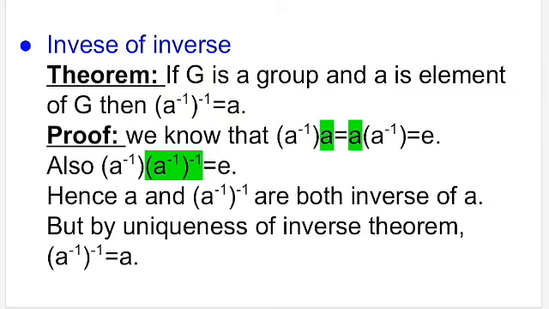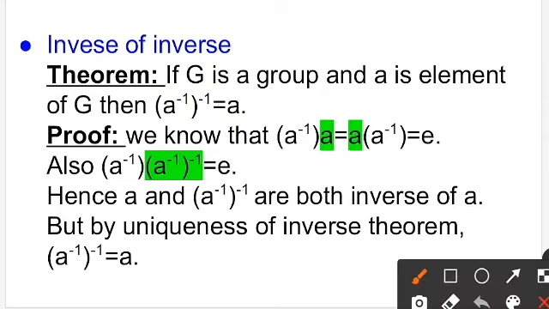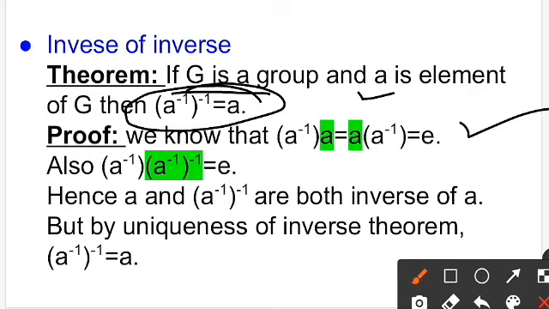It is nothing but the inverse of an inverse. According to this theorem, if G is a group and A is an element of G, then A inverse inverse is A. So basically what we have to show is that the inverse of an inverse element is A. So first of all, we will write A inverse into A is equal to A into A inverse is equal to E. We know that if we take any element, suppose A, and we multiply it with its inverse, we get E, the identity.